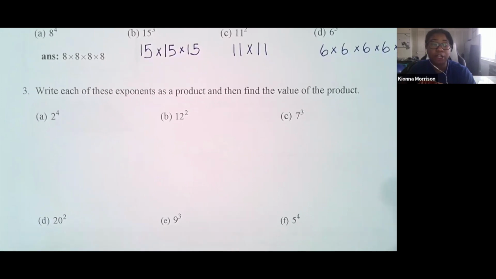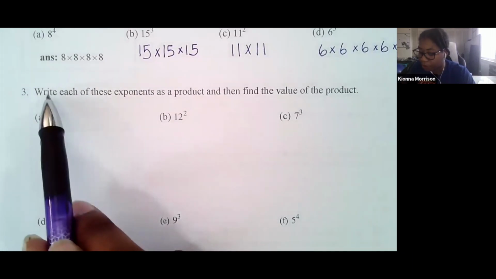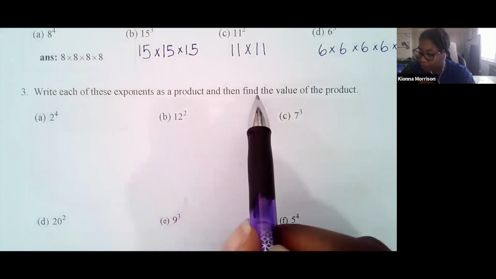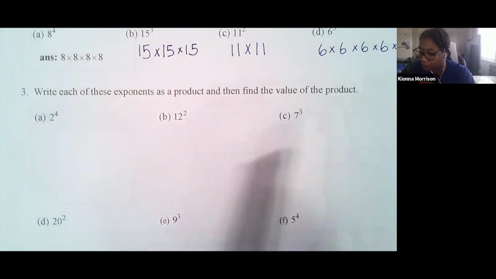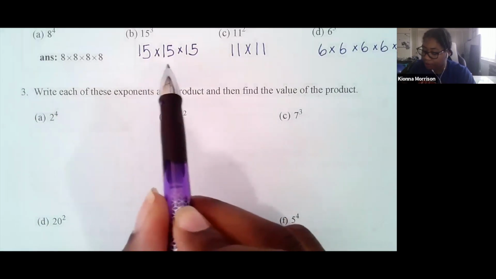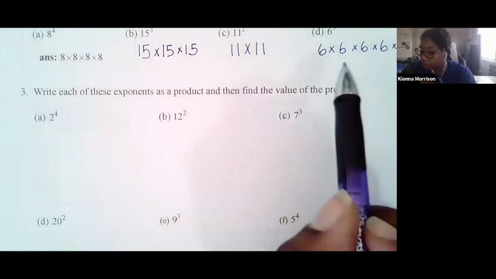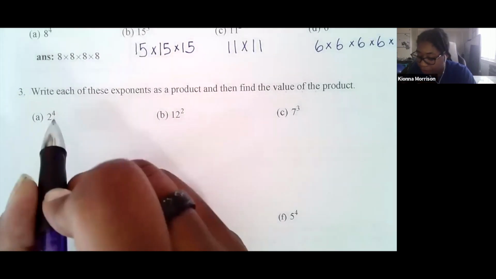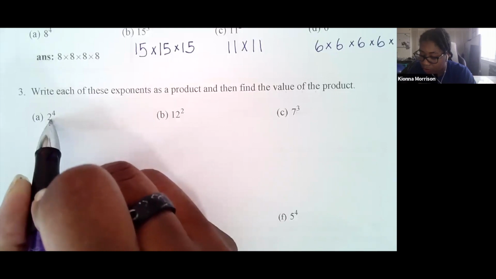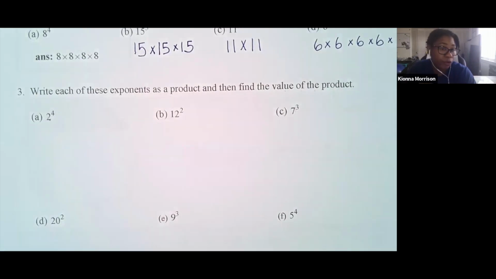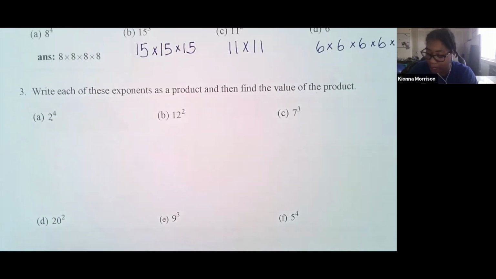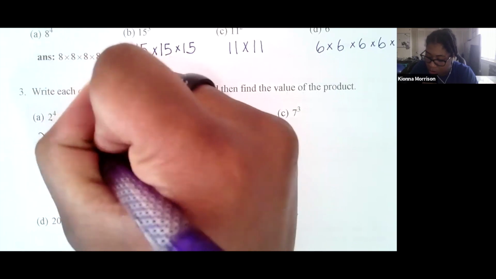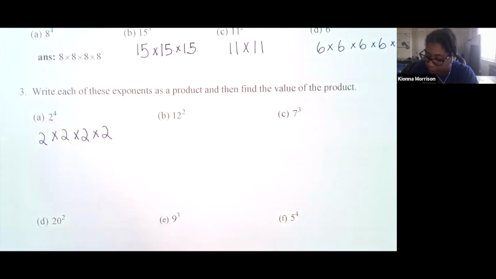For question number 3, our directions say, write each of these exponents as a product and then find the value of the product. So I'm going to write a product, right? And then I'm going to find the value. I'm going to see how much it is. So I have my base as 2, and my 2 is being repeated 4 times, 2 to the fourth power. So 1, 2, 3, 4.